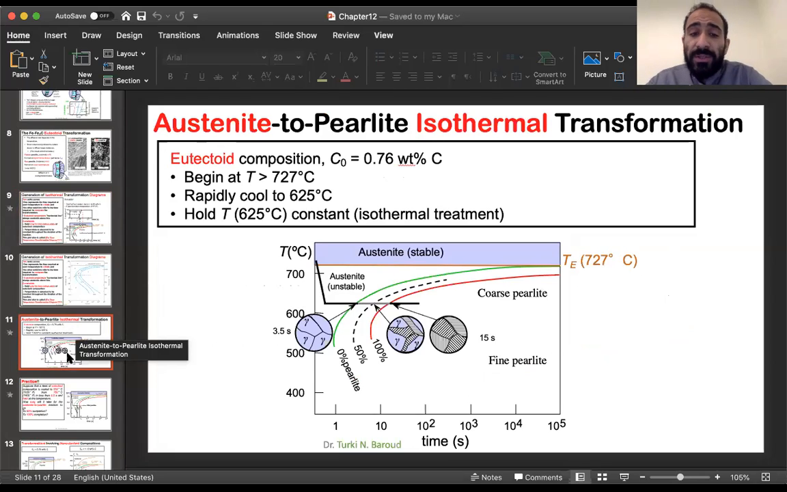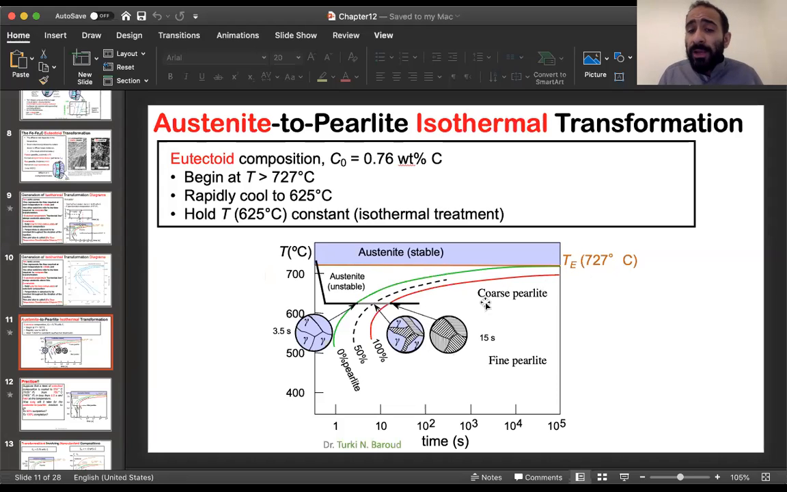Okay, let's take a look at this. Now, you cool down from gamma austenite to 675. We said that gamma austenite is not stable. So if you cool down to that temperature and keep it at that temperature, this transformation will happen, but it will not happen all of a sudden. You need some time, right? Until you hit the green curve, you still have 100% gamma austenite. Once you hit the green curve, the gamma austenite starts to transform to pearlite. If you hit the dashed line, 50% of the gamma austenite has transformed to pearlite. And once you hit the red curve, the whole gamma austenite has transformed to pearlite.